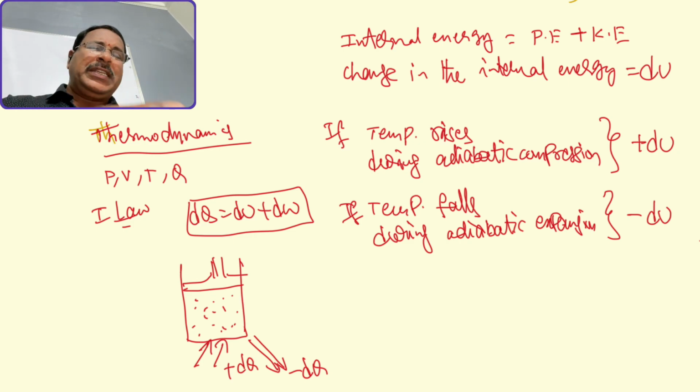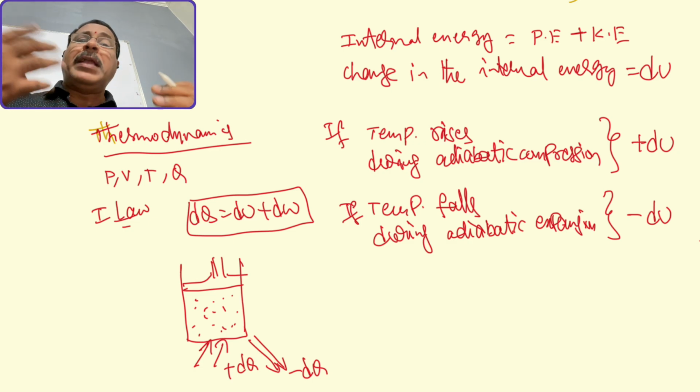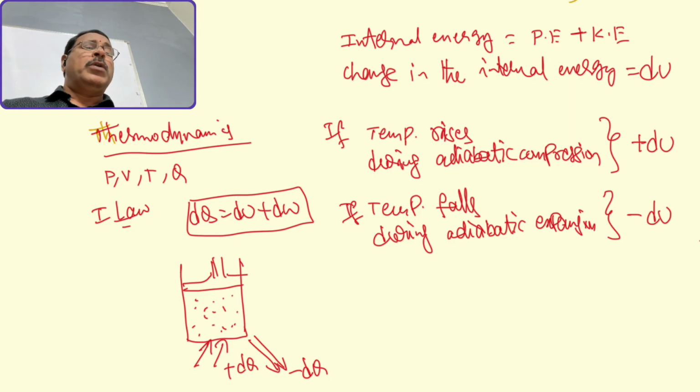Okay, so in the first case, heat supplied means positive, heat released by the system is negative. Temperature rises during adiabatic compression, so this is positive, and temperature falls during adiabatic expansion, so the change in the internal energy becomes negative. Okay, now the internal energy concept we discussed.